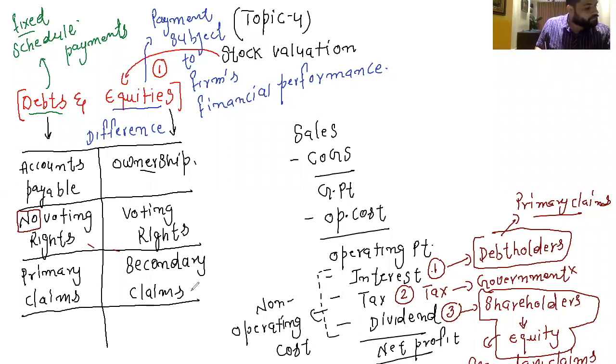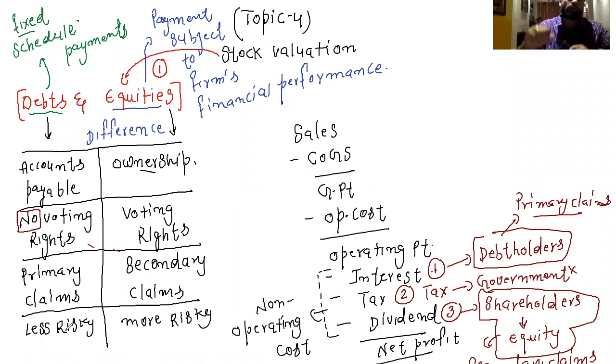The third one is less risk, or less risky, and this one more risky. Now, less risky from the debt holder's point of view, not from the company's point of view, and more risky, of course, again from the shareholders' point of view. Why are debt holders less risky, with less chance to lose money, and equity has more chance to lose money?